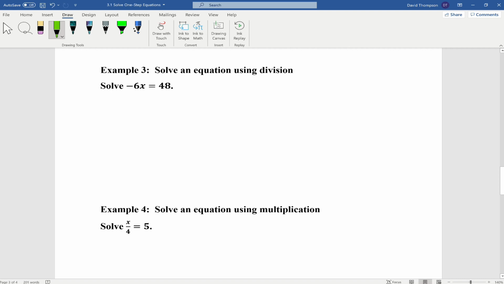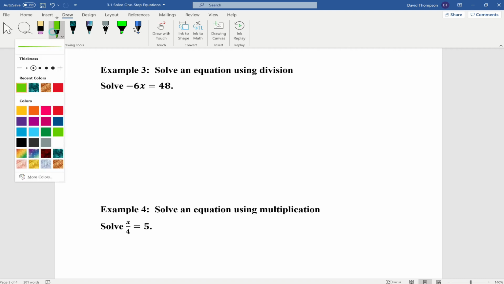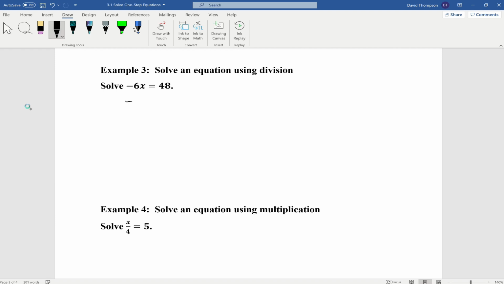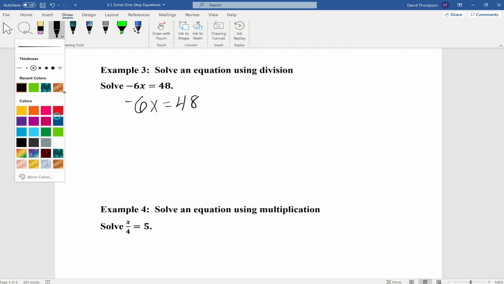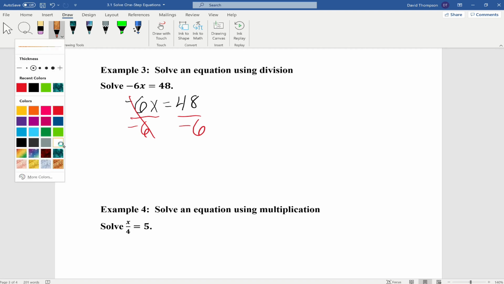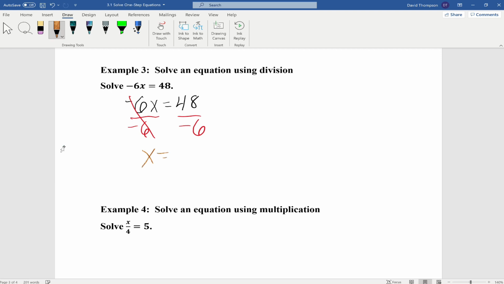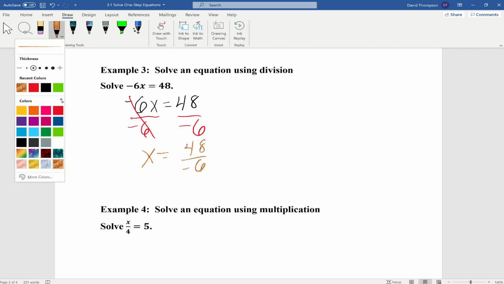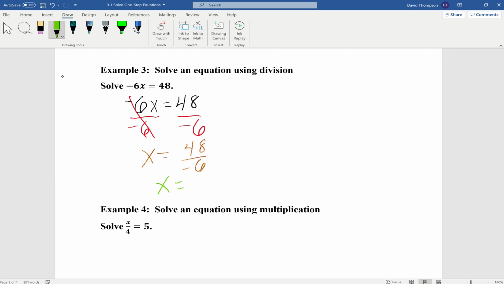Example 3, solve an equation using division. We're asked to solve negative 6x equals 48. Again, first step, just write the equation: negative 6x equal to 48. Next thing we're going to do, we're going to divide everything by negative 6. The negative 6 cancels. So we're left with x equals 48 divided by negative 6, and 48 divided by negative 6 is going to be negative 8.